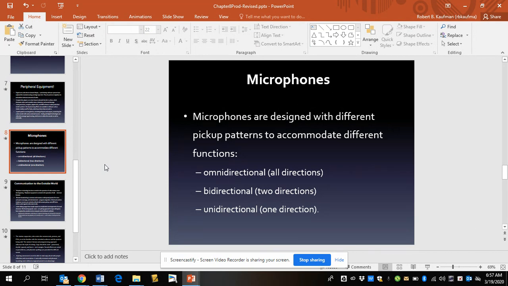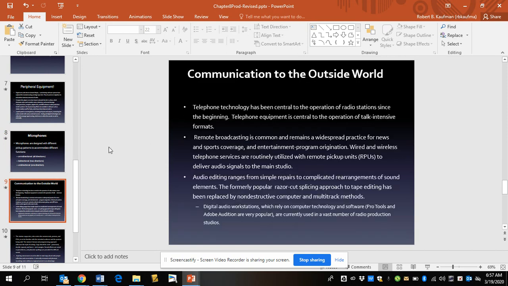And the most expensive, the highest quality, and the kind of microphones we have in both the production studio and the on-air studio are called unidirectional microphones. These pick up sound from only one direction. It basically cancels out the sound from all the other directions. This is really good when you want just one person talking straight onto it. It is a unidirectional microphone.